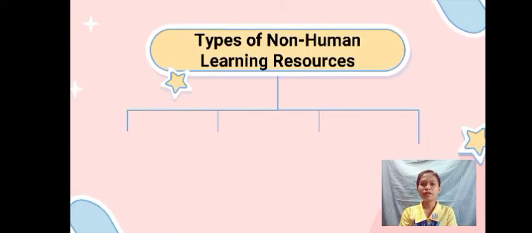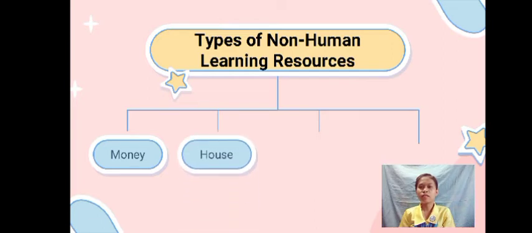These are the types of non-human learning resources. First, money. Money is the most important resource of each and every family. It has purchasing power. It can be exchanged for goods and services. As money is not available equally to all families and is limited, the homemakers must carefully manage it to achieve the goals of the families.